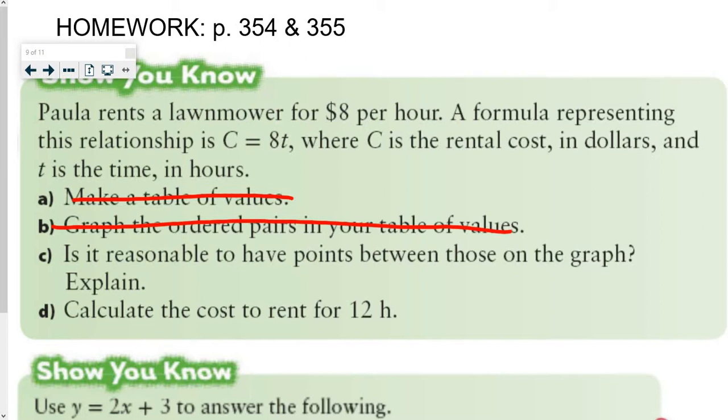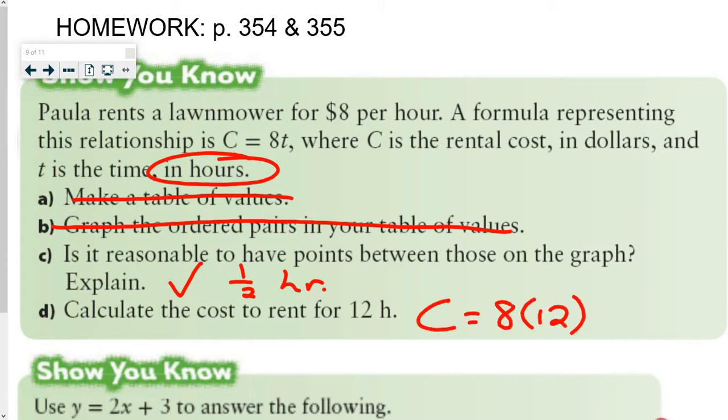So can you have a middle point in hours? Yes, because you can have half an hour. So you can have that. Calculate the cost to rent for 12 hours. C equals 8 times 12. C equals 96, because 8 times 12 is 96.